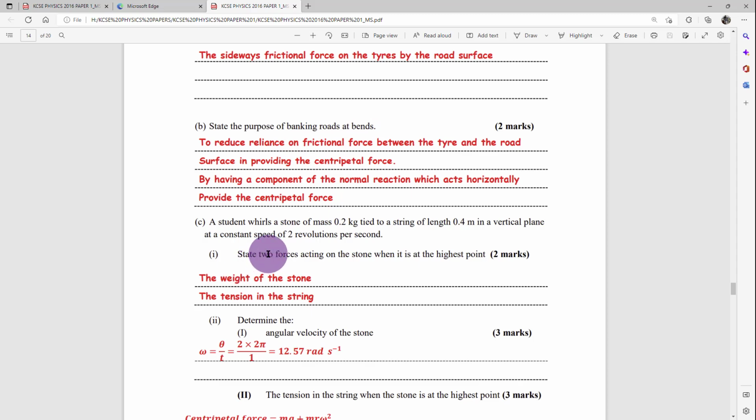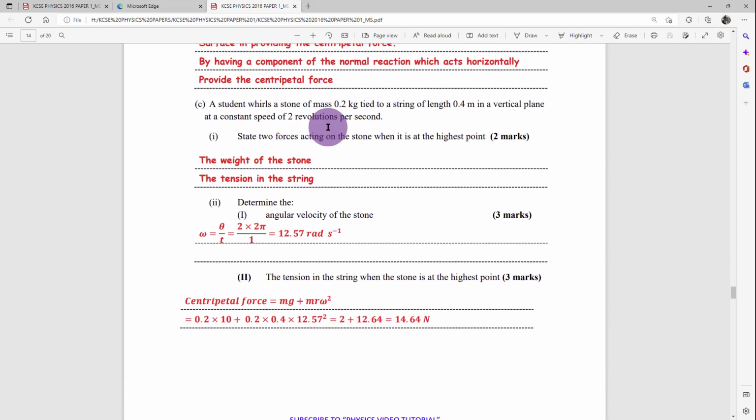C. A student whirls a stone of mass 0.2 kilograms tied to a string of length 0.4 meters in a vertical plane at a constant speed of 2 revolutions per second. State two forces acting on the stone when it is at the highest point.